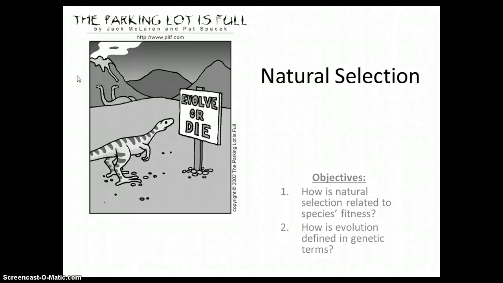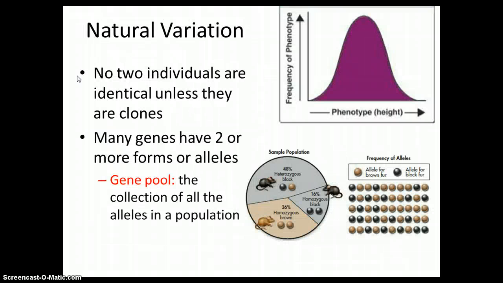As you watch this video, keep in mind how these concepts apply to the lab that you did with M&Ms. And by the end of the video, you should be able to answer two questions. How is natural selection related to a species' fitness? And how is evolution defined in genetic terms?